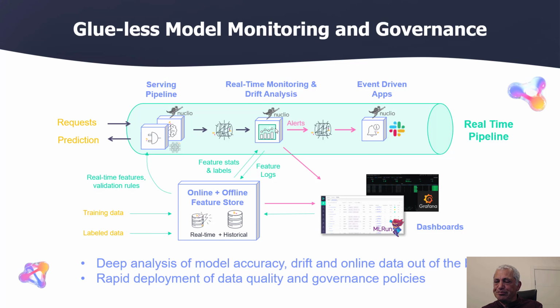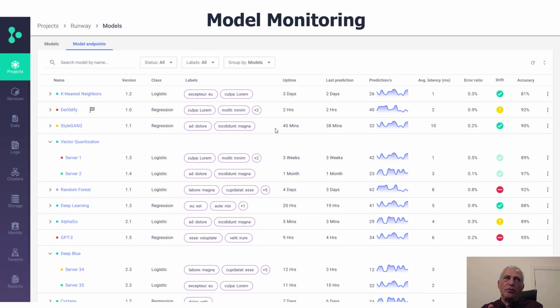Just as an example, this is a screen in MLRun, which again is open source, but also fully managed on the Iguazio platform. It shows the different models and the different deployments for every model, and the performance, the statistics, the drift, the errors, and so on for every model.